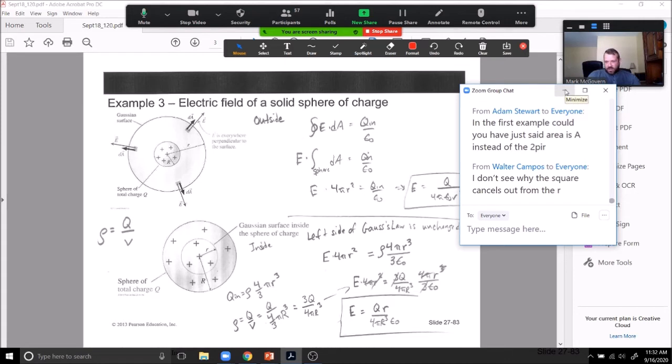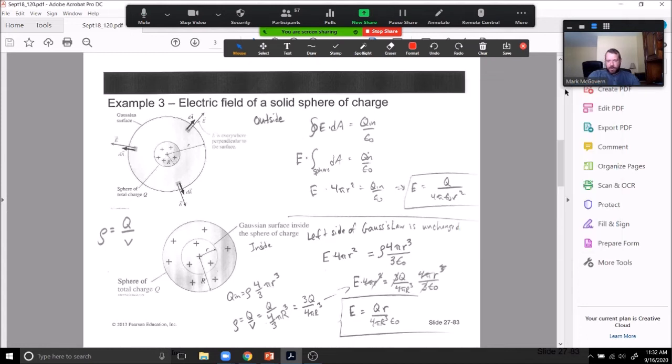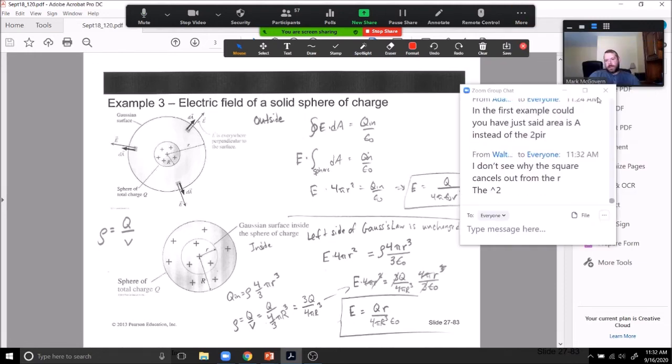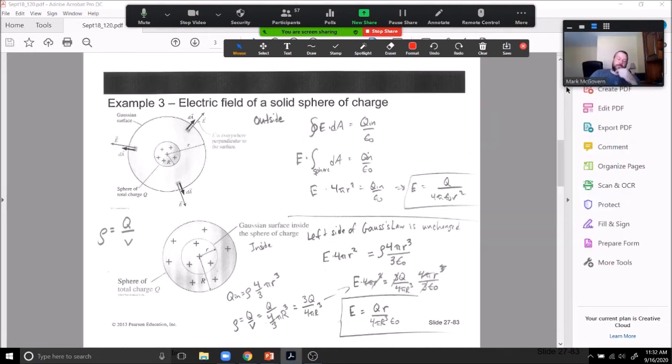I don't see why the squared cancels out from the r. What? Where? Well, here, if you're talking about this, there's an r squared here, and there's an r cubed here. So there's an r squared that cancels out, and you're left with an r on top. Yeah? Okay, cool. Great. All right. Any questions? Anything unclear?